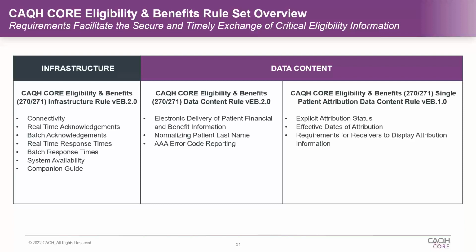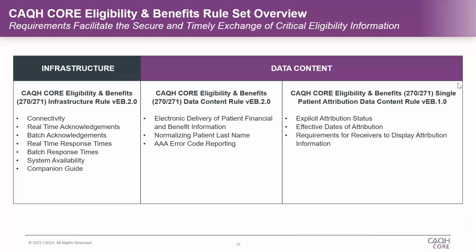Then within the data content operating rule, there are really three overarching requirement types. The first is related to patient financial and benefit information, normalizing patient last name, and error code reporting. And I'm going to get into more detail on these on the next slide. And then the final operating rule that I mentioned is that single patient attribution data content rule.